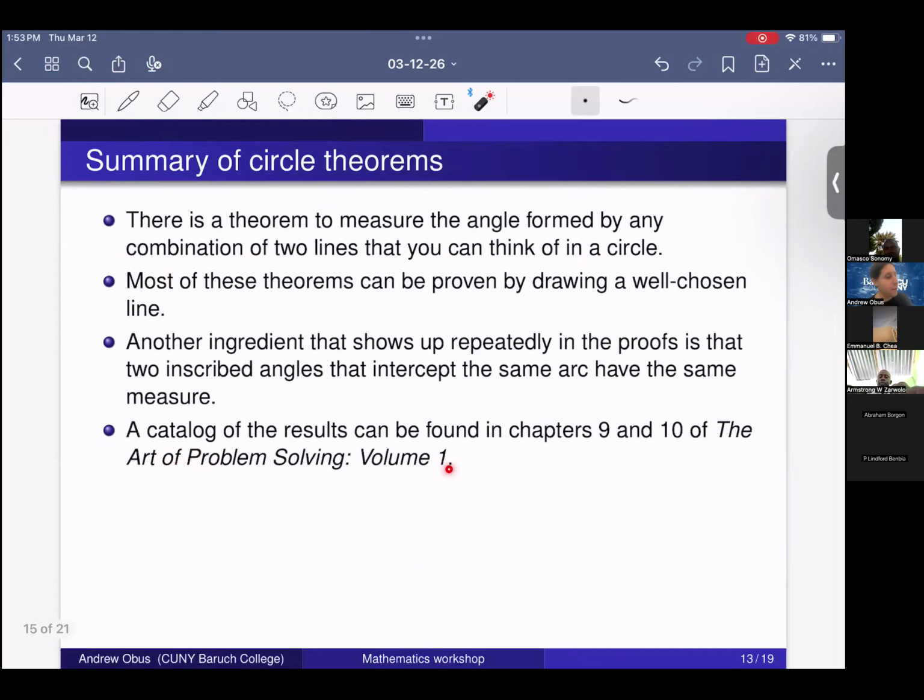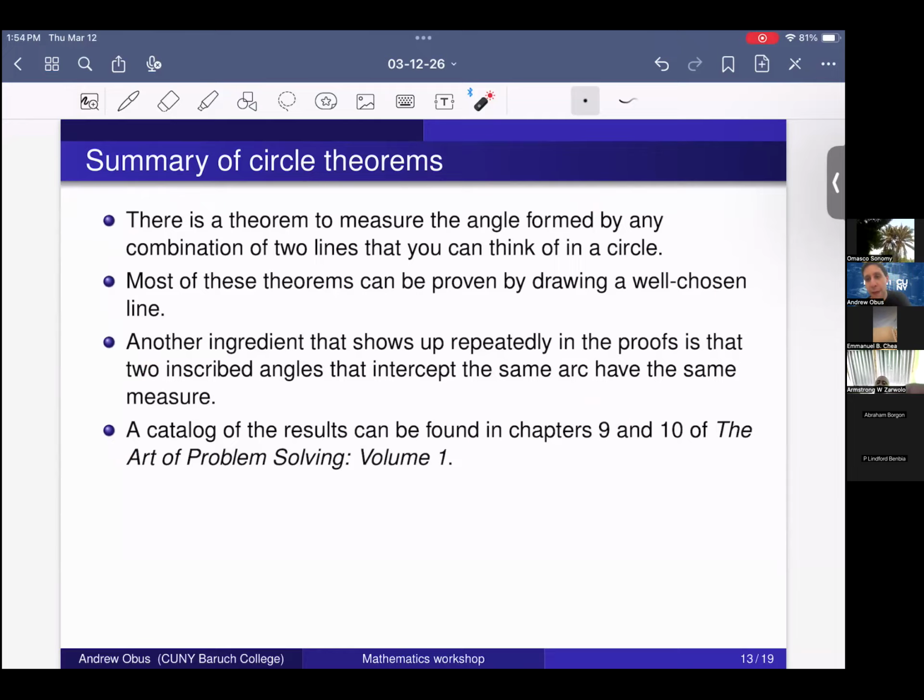And if you want to see a full catalog of the results, then you can find all of these in chapters 9 and 10 of The Art of Problem Solving, Volume 1. Okay, so of this book that I sent out. So all of these are things that you can find there. Okay, so this is the summary of circle theorems.